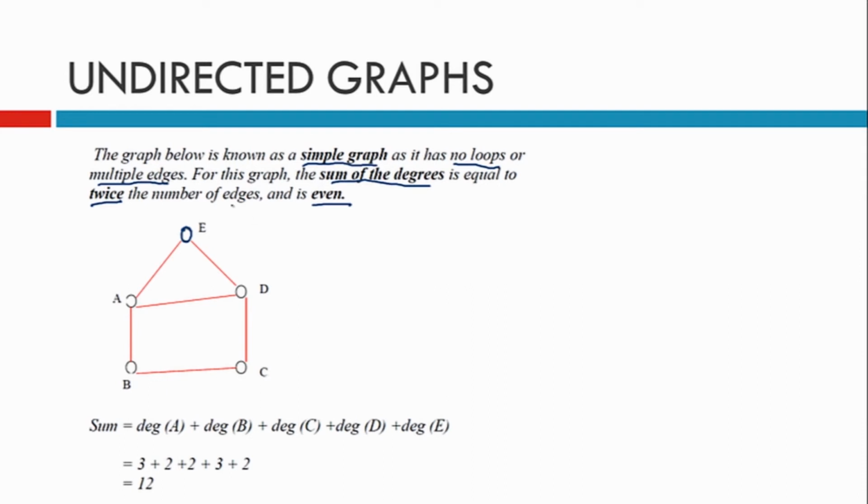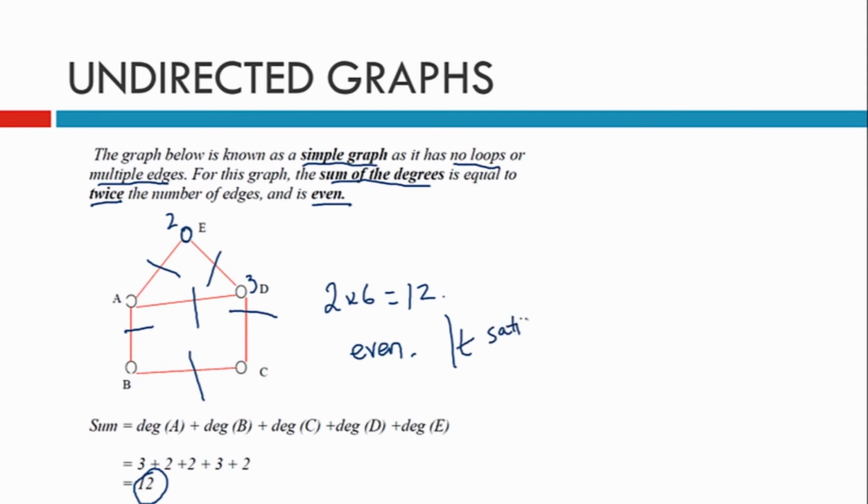So there's the sum. We've got all the degrees, 3, 2, 2, 3 and 2. Adding them up, we get 12. Okay, 12. So it is even. We've worked that out. And it's twice the number of edges. Let's count the edges. 1, 2, 3, 4, 5, 6. Twice, 2 times 6 is 12. Okay, so for a simple graph, that actually works out. So be aware of that. Sometimes it's easier to quickly work that out if required.